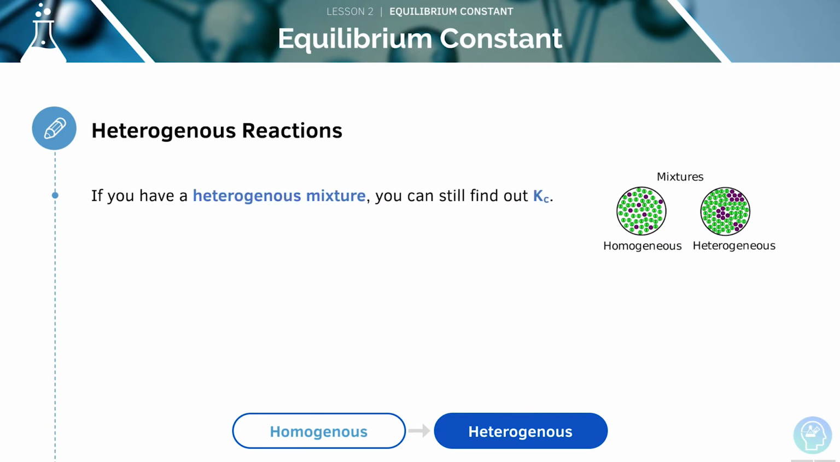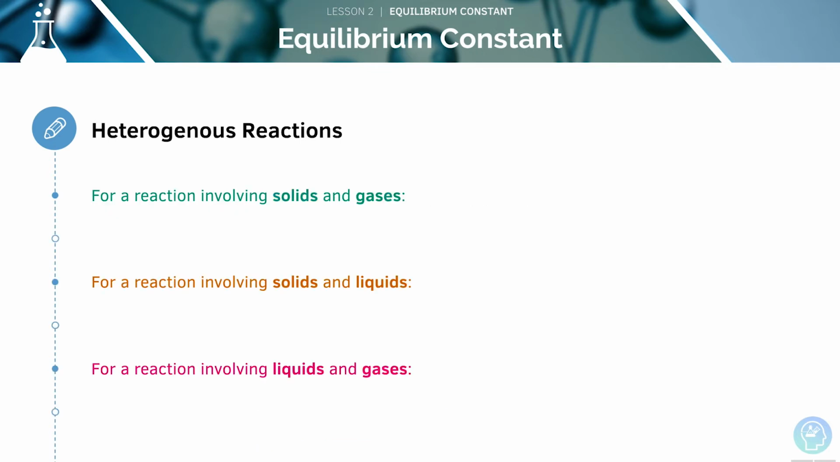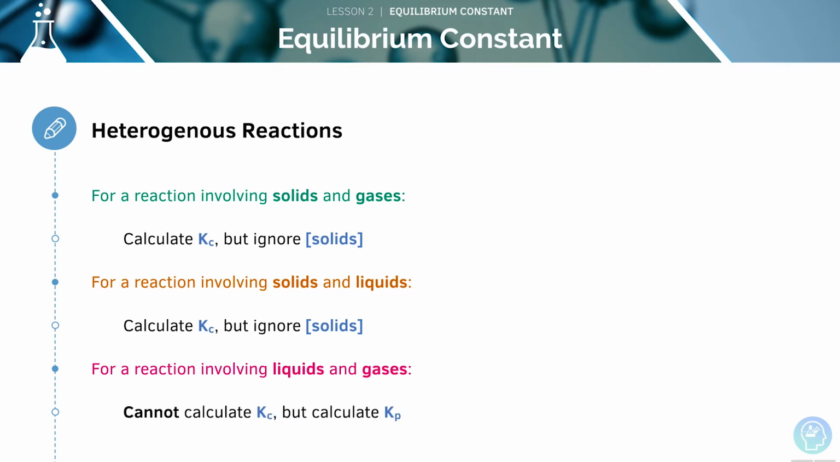If you have a heterogeneous mixture, you can still find out Kc. For a reaction involving solids and gases, you can calculate Kc, but ignore the concentration of the solids. Similarly, for a reaction involving solids and liquids, you can calculate the Kc and ignore the solids as well. However, for a reaction involving liquids and gases, you cannot calculate Kc, but you can calculate something called the Kp.